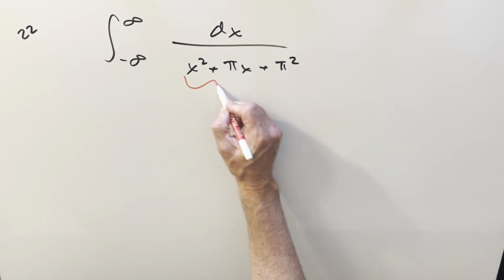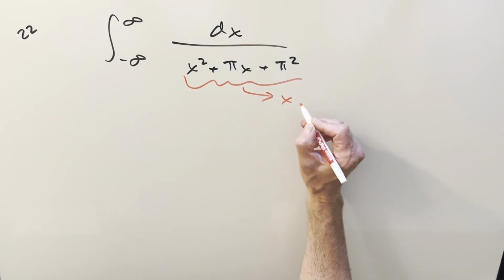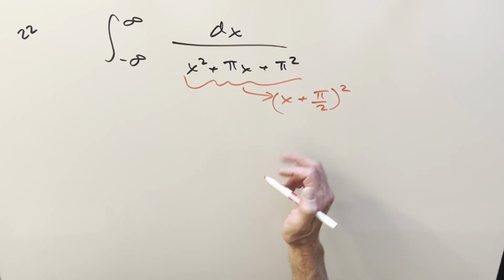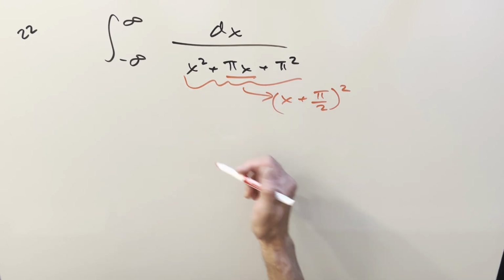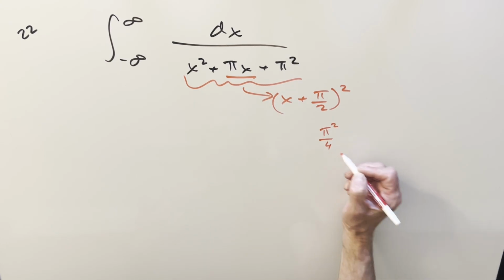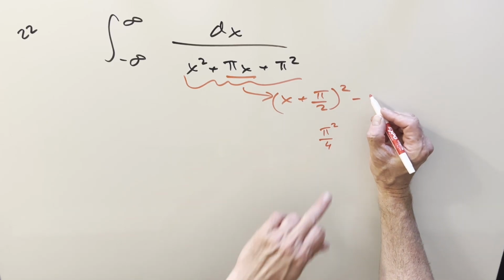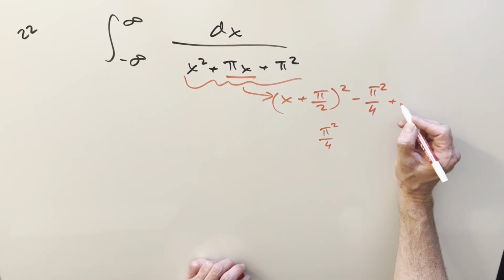I want to do something pretty normal with it and just complete the square. So what we can do, if I do x plus pi over 2 and we square that, we get x squared. The middle terms create this pi x. Then the last term creates pi squared over 4. So to be careful about it, let's subtract off this pi squared over 4, so we're not changing it, but we still have this plus pi squared here.